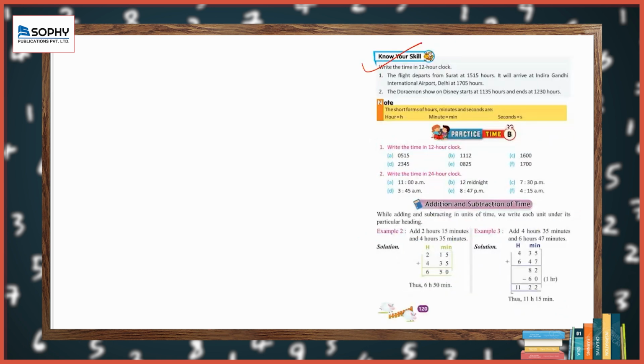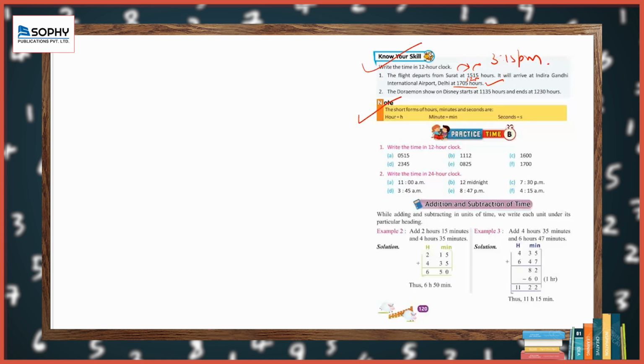Know your skill, students. Write the time in 12-hour clock. The flight departs from Surat at 15:15 hours. It will arrive at Indira Gandhi International Airport, Delhi at 17:05 hours. So you have to write it in what, students? When you minus 1200, it becomes, very good, students, that is 3:15 p.m. That's how you have to complete it.